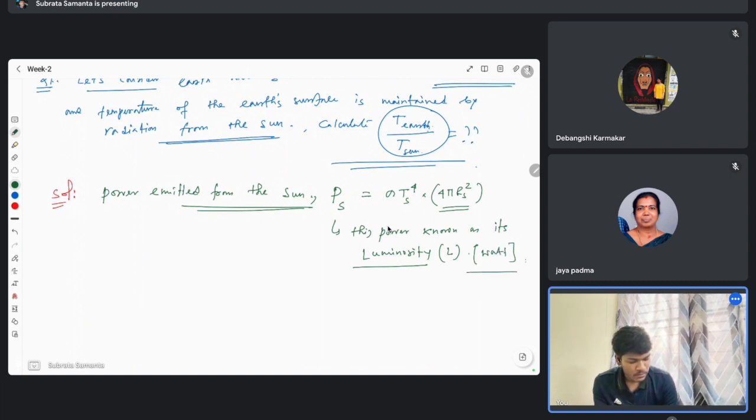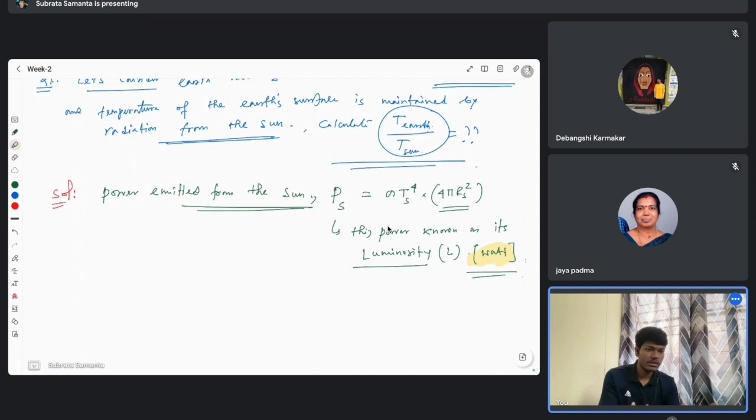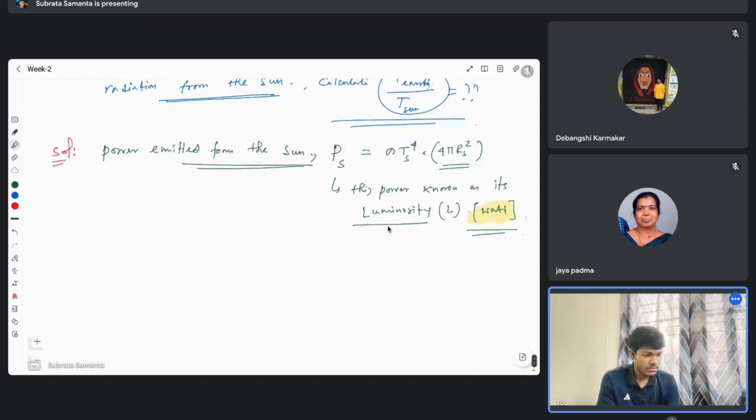So sometimes in the problems they specify the luminosity rather than the power. It means that the power is the surface area multiplied by the surface flux. That's called the luminosity. So now at a distance d from the sun, this power is uniformly distributed. So Earth to the sun distance is d.